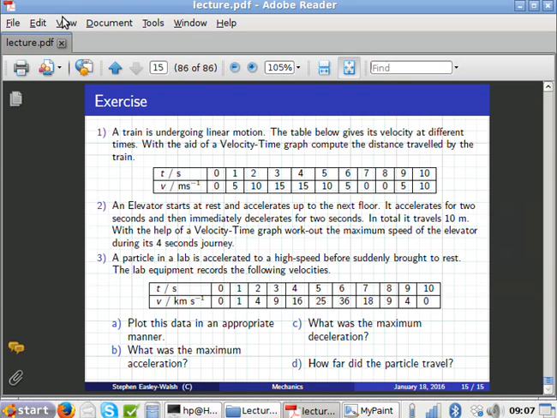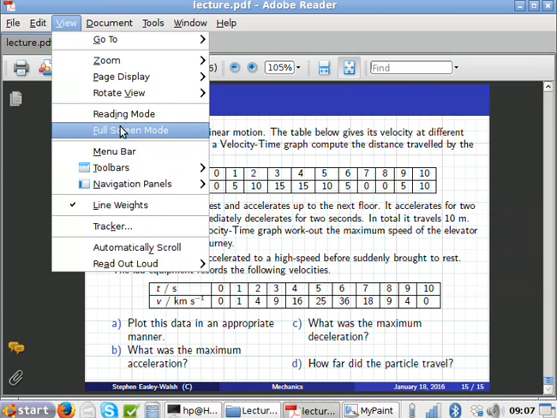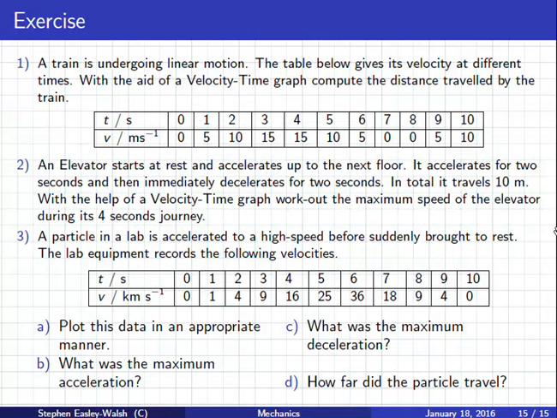A train is undergoing linear motion. The table below gives its velocity at different times. With the aid of a velocity time graph, compute the distance travelled by the train. That's not too bad.